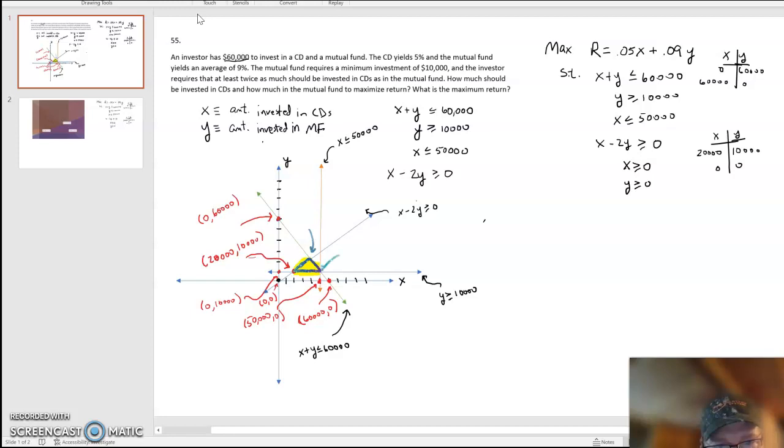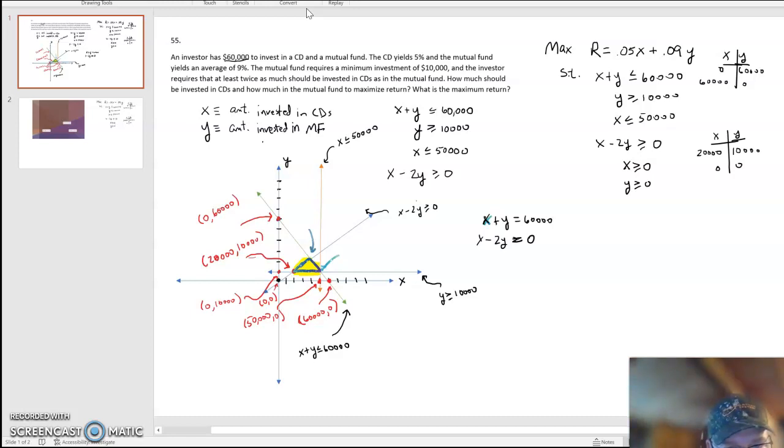So we've got to find these. We already have one of them, the 20,000, 10,000. This one right here is the X plus Y equal to 60,000, and the X minus 2Y equals 0. We use equality to solve for these intersections. So we can use Cramer's method. I'll leave it up to you, but you're going to get the answer.